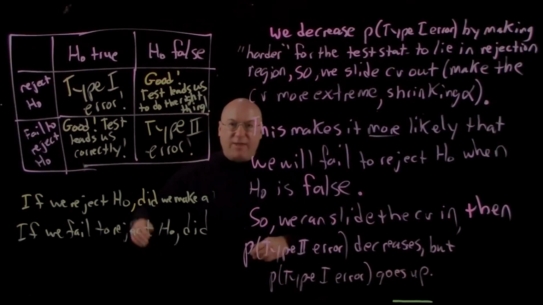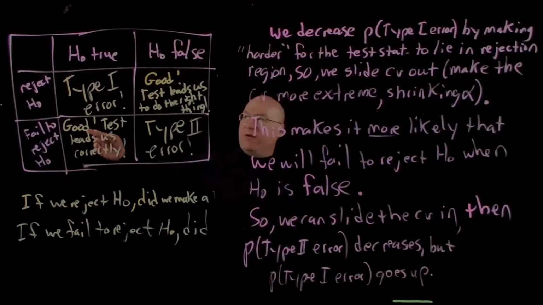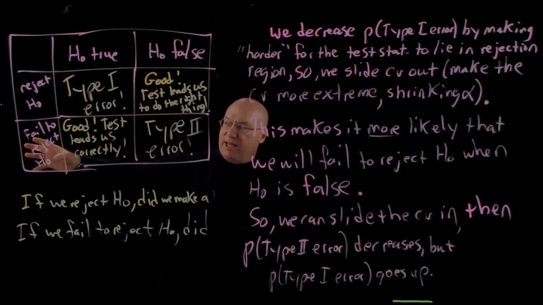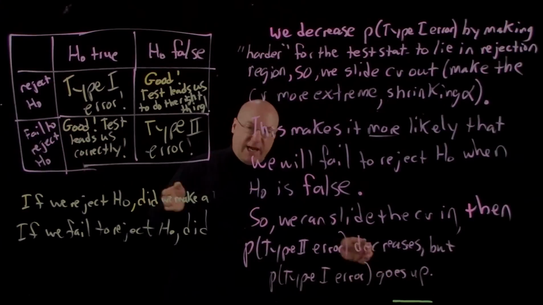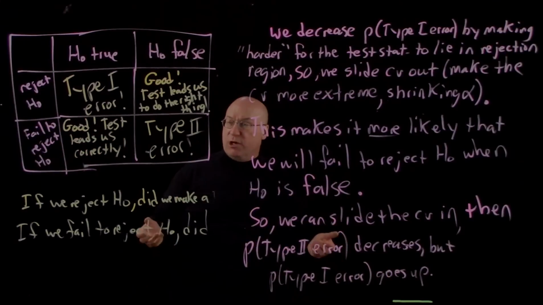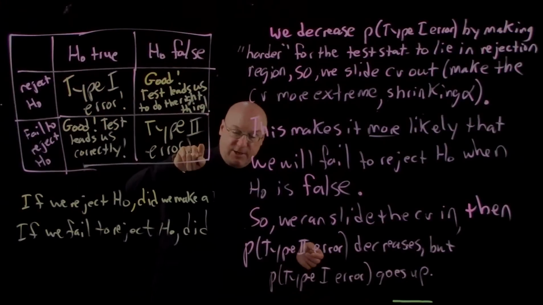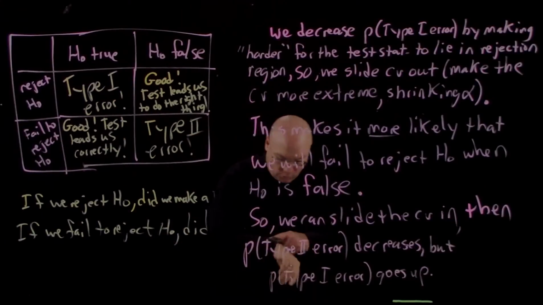If we slide it way out, we're very unlikely to make a type 1 error, but we're more likely then to make a type 2 error because it's just more likely that we will fail to reject, because it's just too far out to reach that critical value. If we slide it way in, it's much easier to reach the critical value. We're more likely to reject, which means we're more likely to make a type 1 error. We'll be less likely to make a type 2, but more likely to make a type 1.